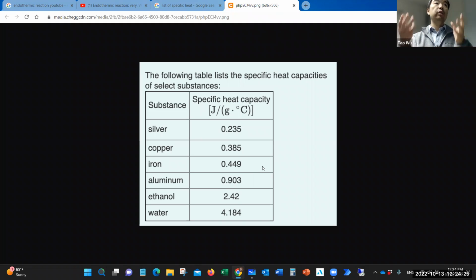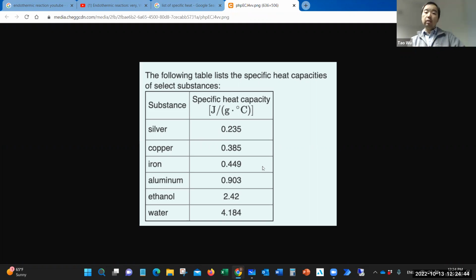How much heat you need to increase the temperature. A lower number means you just need a little bit of heat to raise those materials by 1 gram. A higher number means you need a lot of energy to raise those materials by 1 gram, by 1 Celsius.